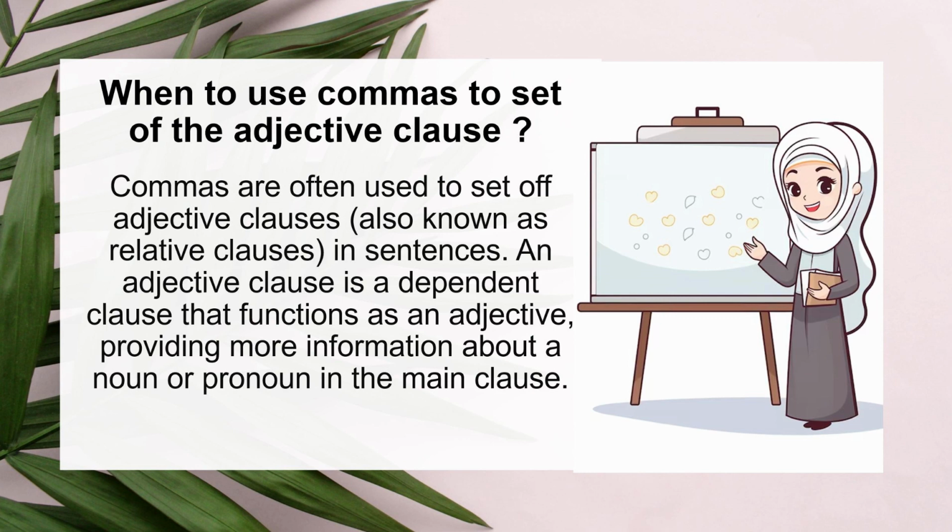Now, moving on: when to use commas to set off the adjective clause? Commas are often used to set off adjective clauses, also known as relative clauses, in sentences. An adjective clause is a dependent clause that functions as an adjective, providing more information about a noun or pronoun in the main clause.